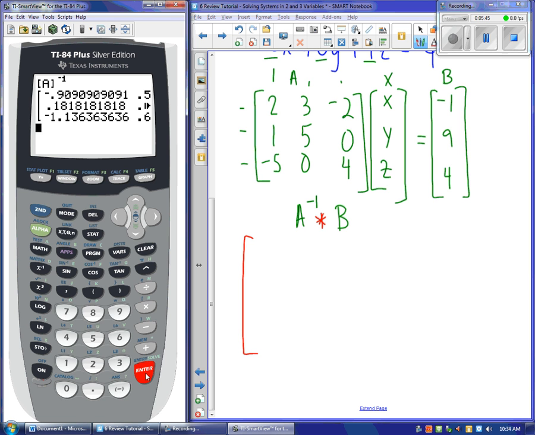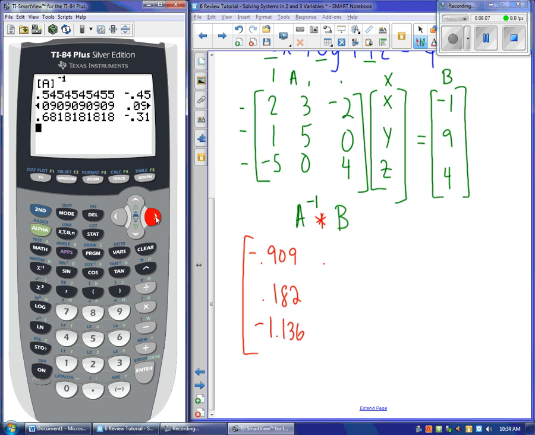So my A inverse matrix is actually negative 0.909. I'm just going to go down since that's what I can see. 0.181, actually that's going to be 0.182 because the 1 is going to round up. And then the third one down is going to be negative 1.136. I can arrow over and that'll give me my middle column, which is 0.545, 0.09, and I'm going to round the 0 up to 1 since the next number is a 9.